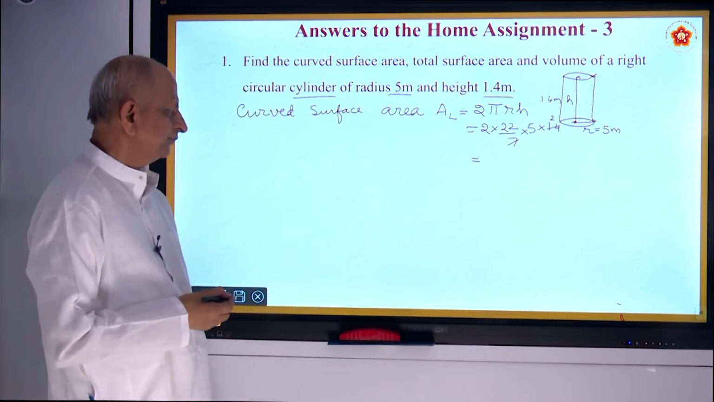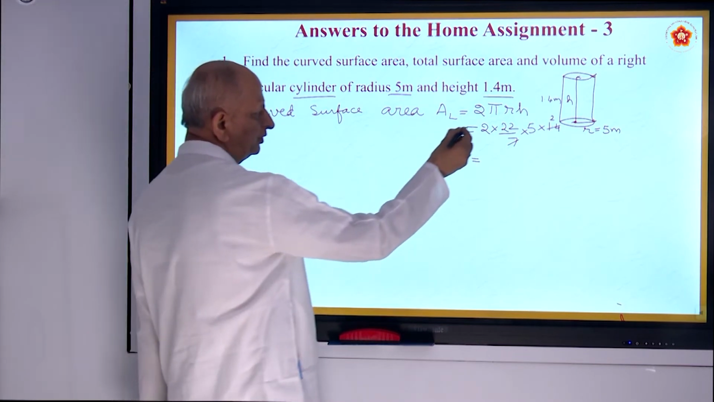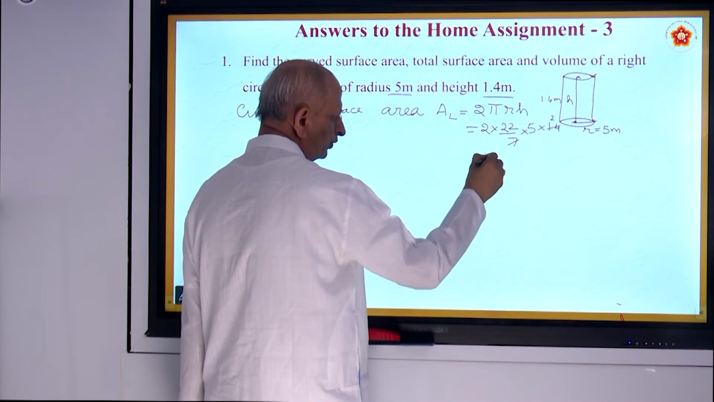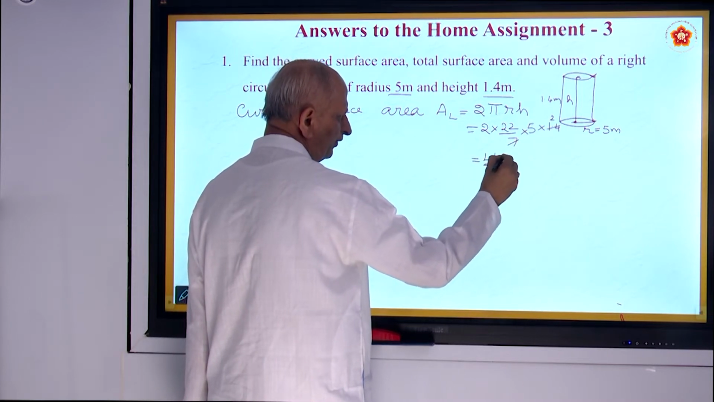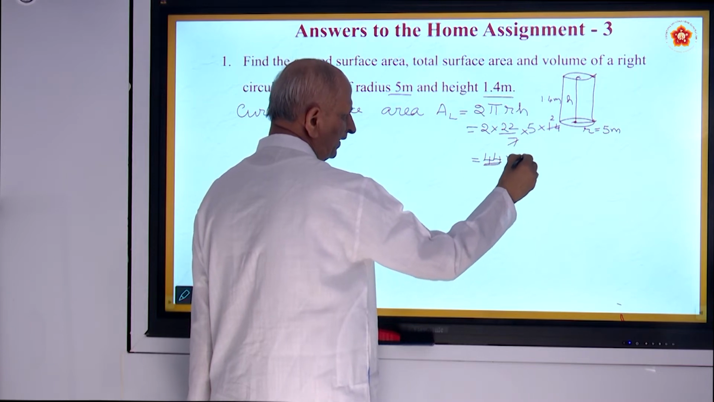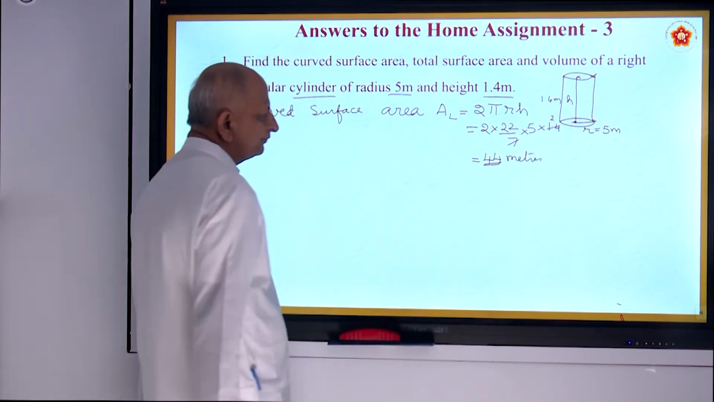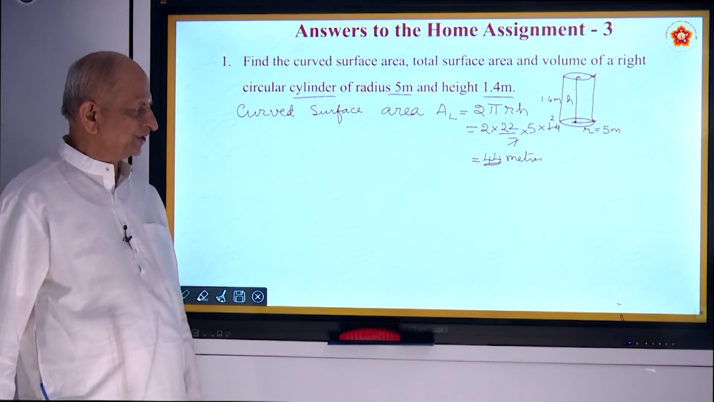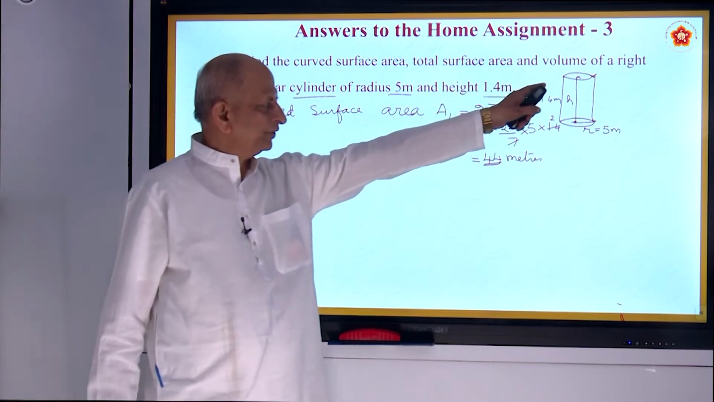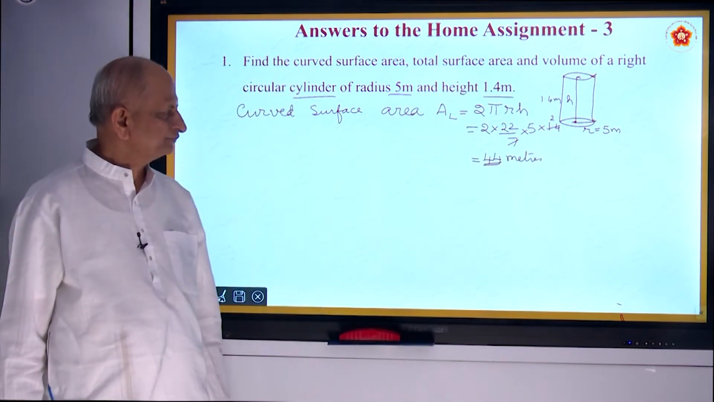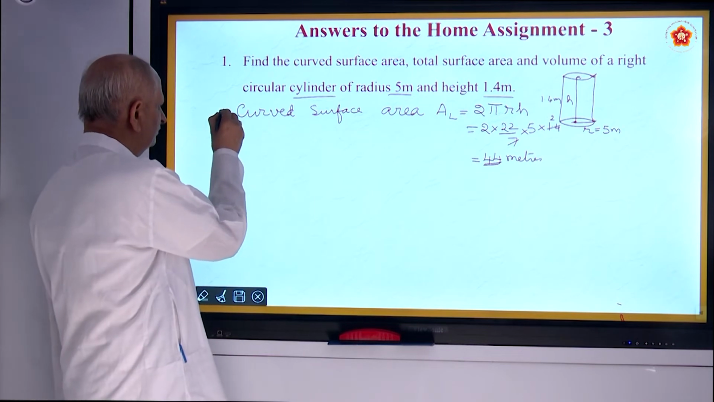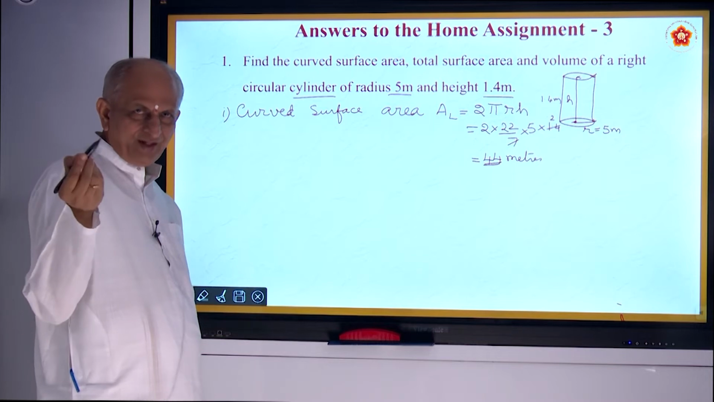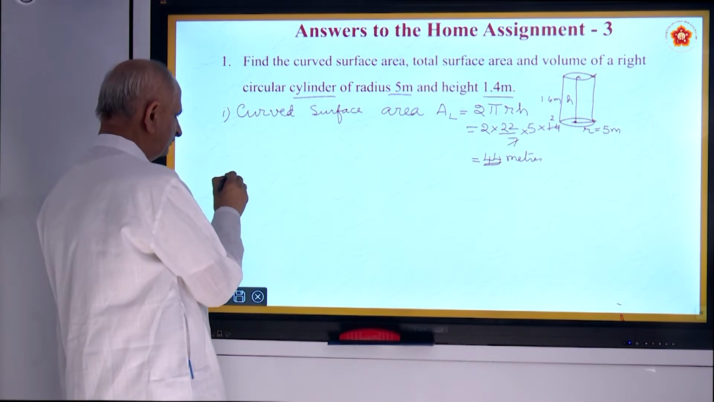So if you simplify this, 7 ones are 7, 2s are... multiply. So here 2 5s are 10, 10 into 0.2 becomes 2. So 22 into 2, that is 44, so much of square meters. That is the curved surface area, 2 pi r h. So if you draw a figure, it will be clear. Now coming to the second question. How many have done it? Very good. Now try the second one.